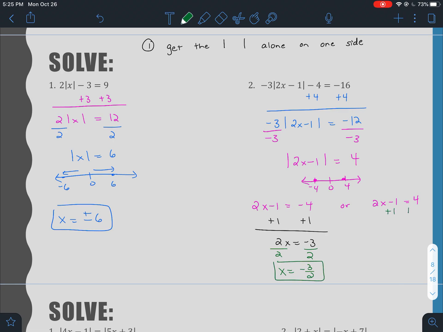Same thing for the next one. Add 1, 2x is equal to 5. Then divide by 2. My other possible answer is x is equal to 5 over 2. So my two possible solutions are x equals negative 3 over 2 or x equals 5 over 2.